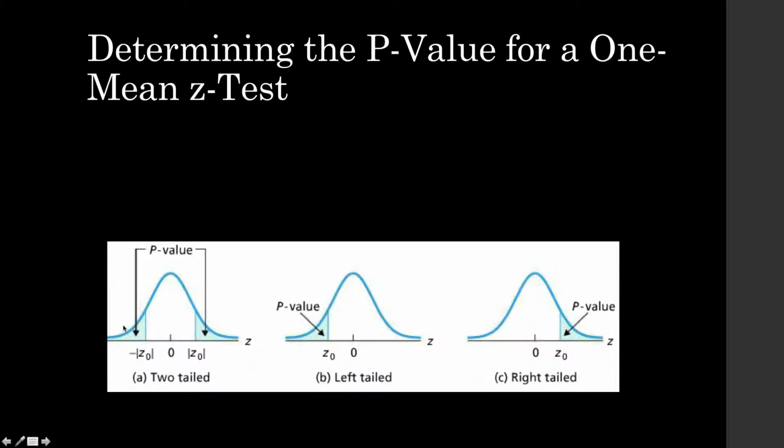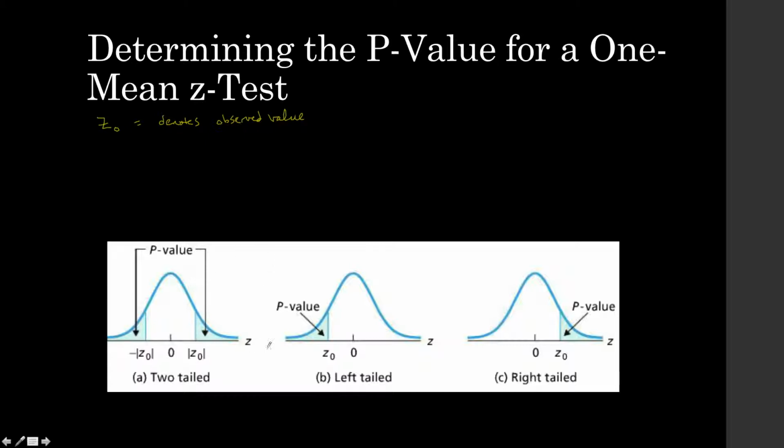Alright, so determining the p-value for a one mean z-test. A little bit of meaning first. If you look at this picture, you're going to see something called z sub 0. This is just a way of denoting the observed value. So our observed value was negative 2.65 in the last problem. That's what this is talking about.